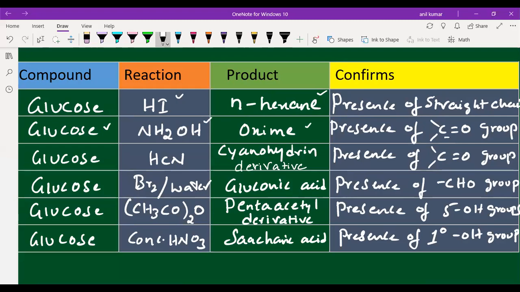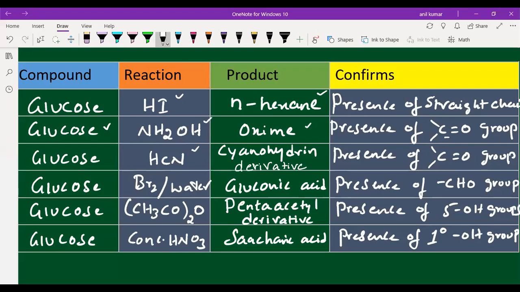Next, in the third row, glucose is reacting with hydrogen cyanide. And what is the product we are going to get? We are going to get a product called cyanohydrin derivative. This reaction also confirms that the carbonyl group is present.